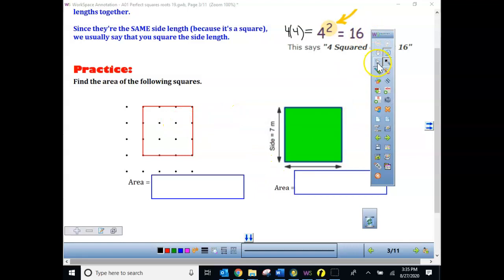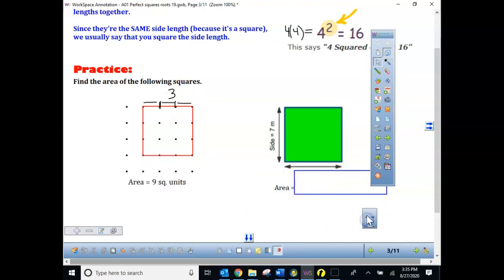So if we are looking at that, and this next one, we can't see the side length, and the confusing thing sometimes, people think we want to count the dots. We don't. We're counting the lengths. So this is 1, this is 2, and this is 3. So we have 3 units. So if we are looking at the first one, we would say our first one has an area of 9 square units, and our second one, we want to use the label they give us, 49 square meters.